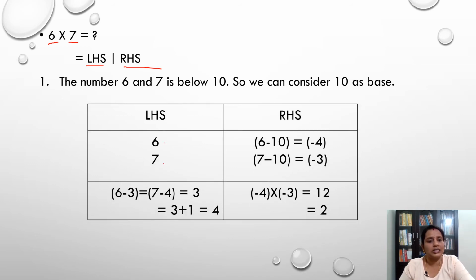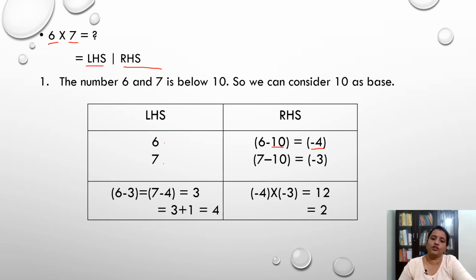The numbers here are 6 and 7. And for RHS, what do I have to do? For RHS, I have to subtract each number from the base. So the number is 6 and the base is 10. Number minus base: 6 minus 10 is equal to minus 4. As the base is greater than the number, we get a negative answer. Okay, 7 minus 10 is equal to minus 3.